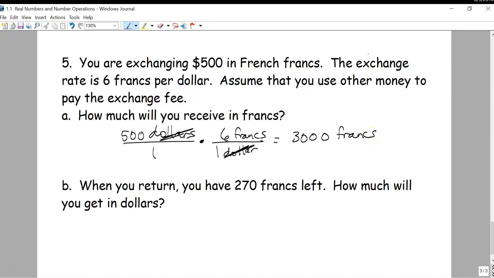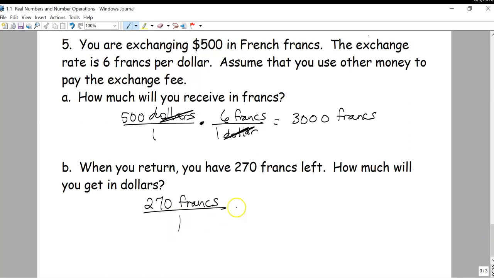And then when you return, let's look at part B. When you return, you have 270 francs left. How much will you get in dollars? So when we get back, we have 270 francs. So that's what I'm going to start with, and it's not francs per anything, so I'm just going to put it over 1, and I'm going to use a unit multiplier. And remember, I want to put francs in the denominator over here because we want to be able to say francs divided by francs is 1, because we're going from francs back to dollars. So I know that there are 6 francs for every $1.